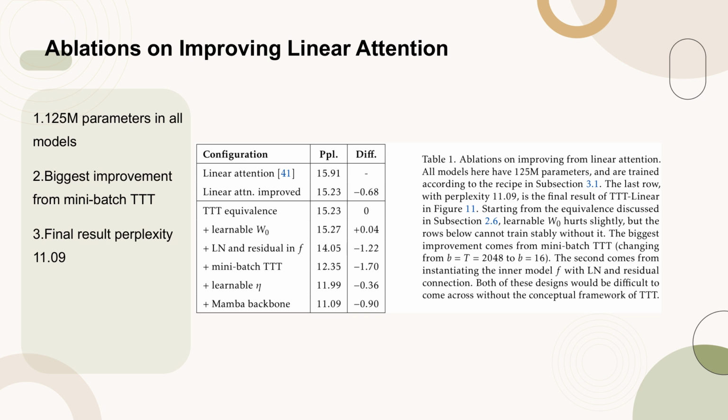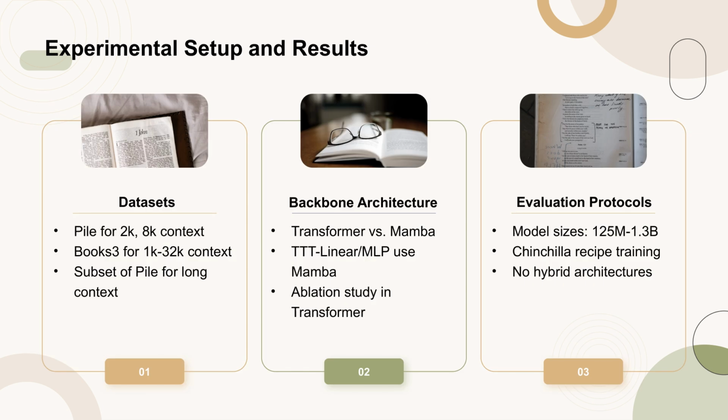The experiments were conducted using two primary datasets, the Pile for context lengths of 2K and 8K, and Books3 for context lengths ranging from 1K to 32K. These datasets were chosen to evaluate both standard and long context capabilities. The backbone architectures for the models included both Transformer and Mamba, with TTT-Linear and TTT-MLP models primarily using the Mamba backbone.